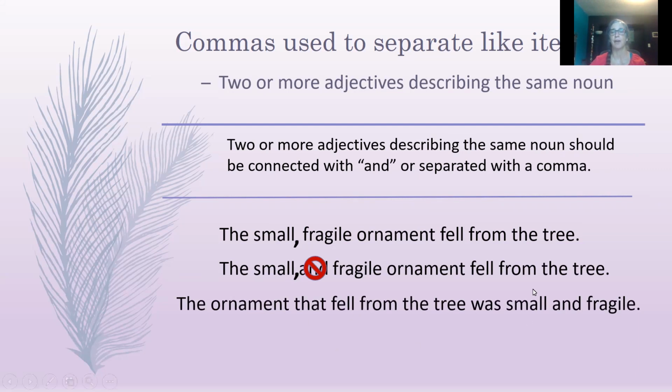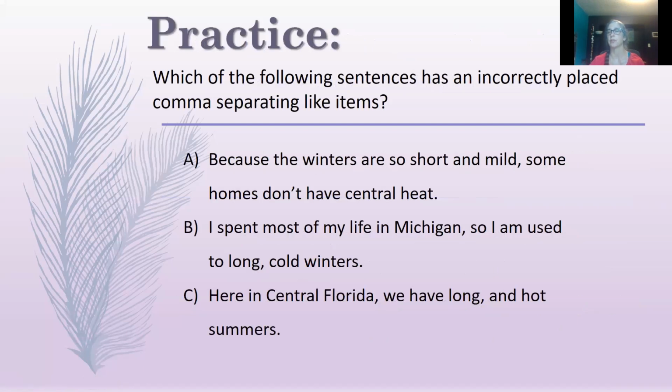The ornament that fell from the tree was small and fragile. Now, this is a perfect use for and. It doesn't make sense to say the ornament that fell from the tree was small, fragile. That doesn't work. So when you have two adjectives, make sure that you make the very best decision. Are you going to connect them with and, or are you going to separate them with a comma?